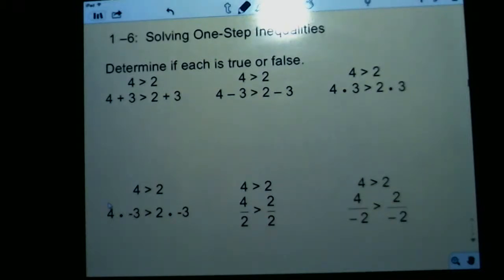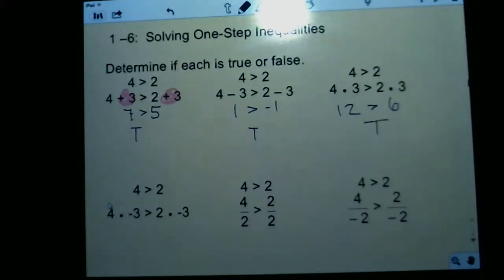So on the first one, we're given that 4 is greater than 2, which we know to be true. Now, we're going to treat this just like an equation, so remember what you do to one side, you do to the other. So we added 3 to both sides. So now we have 7 is greater than 5, and that's true. All right, what if we subtract 3 from both sides? We get 1 is greater than negative 1. That's true. What if we multiply both sides by 3? Well, we get 12 is greater than 6.